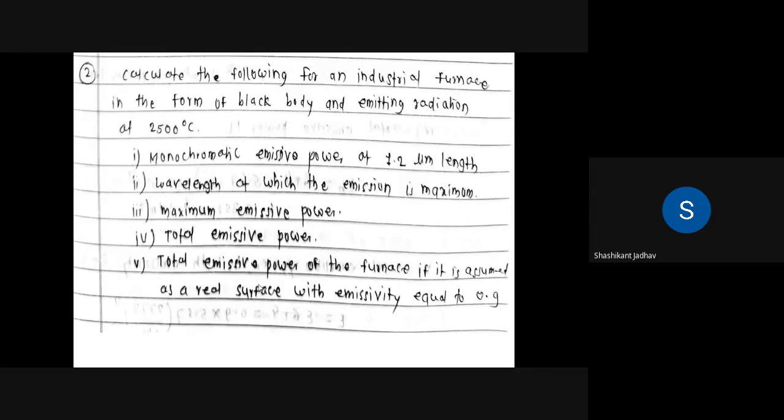समजले का बघा. Calculate the following for an industrial furnace in the form of black body. जो काही इंडस्ट्रियल फर्नेस आहे त्याला ब्लॅक बॉडी कन्सिडर करा म्हणून सांगितले आणि त्याचं टेम्परेचर दिलेलं आहे 2500 डिग्री सेल्सिअस. So by using this information we have to find out the monochromatic emissive power, then the wavelength at which the emission is maximum, then the maximum emissive power, then the total emissive power, and then the total emissive power of the furnace if it is assumed as a real surface with emissivity equal to 0.9. So we have to find out these 5 values by using the given information.